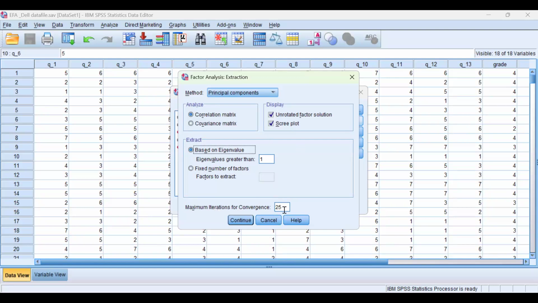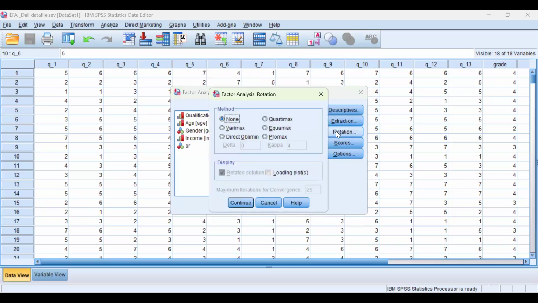The maximum iterations for convergence is already given as 250, we'll keep it 250 here, and we will say continue. Next is the rotation. Under rotation, whenever we go for the principal component analysis method, we always choose Varimax. And whenever we run PAF, principal axis factoring, then we choose Promax. I'll show you the difference when we run Promax and when we run Varimax. Let's first run Varimax, and we have a rotated solution here. Again, maximum iterations: we can have 250, 350, whatever you want. I normally consider 250.